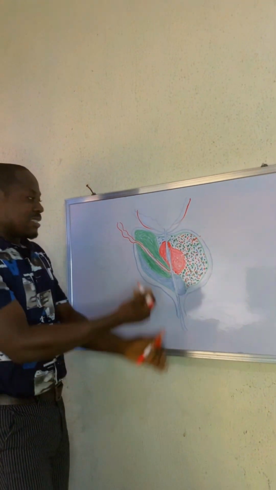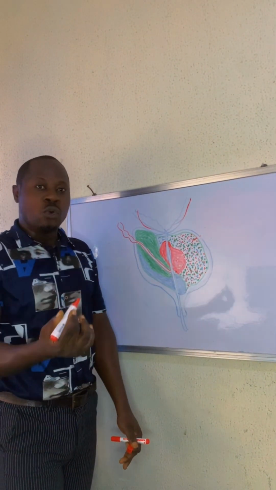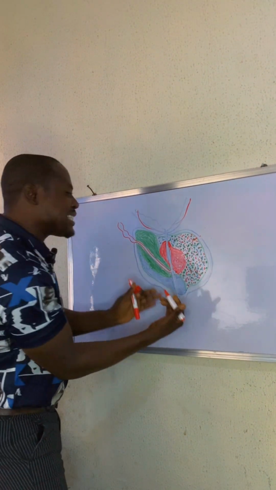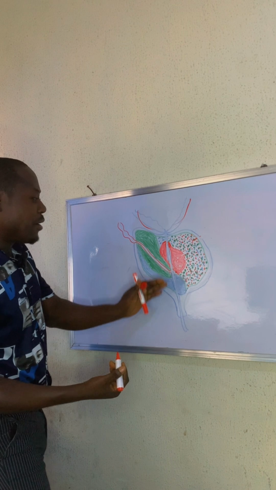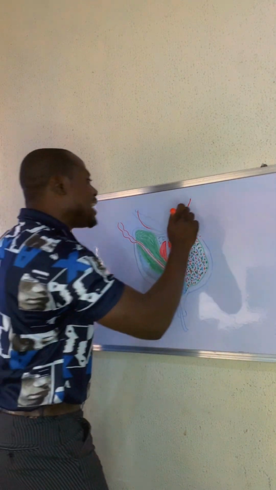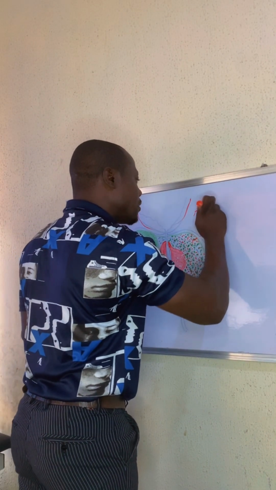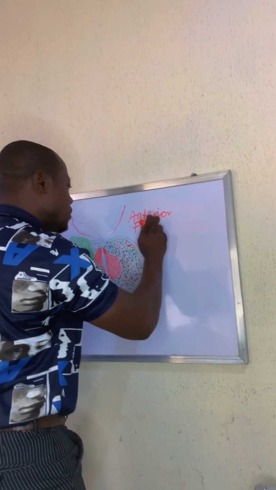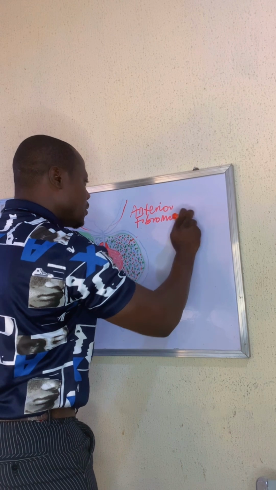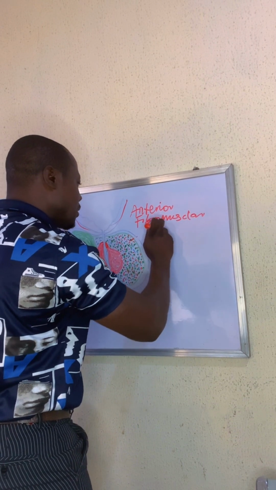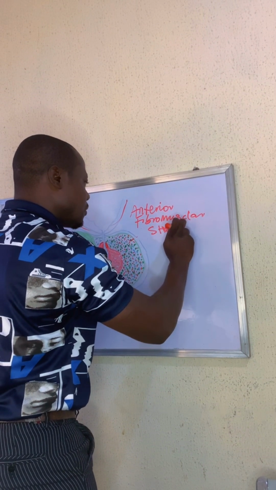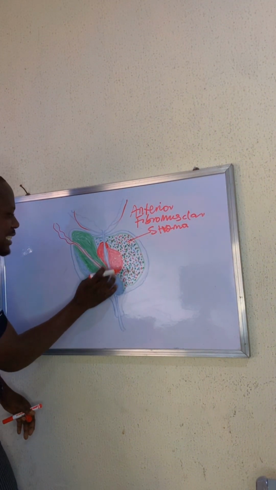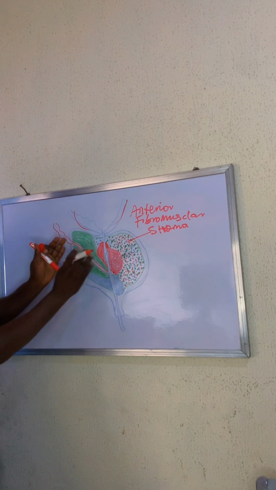The prostate gland is grouped into four zones. The first and largest zone that you can look at here is called the anterior fibromuscular stroma, which is this one.